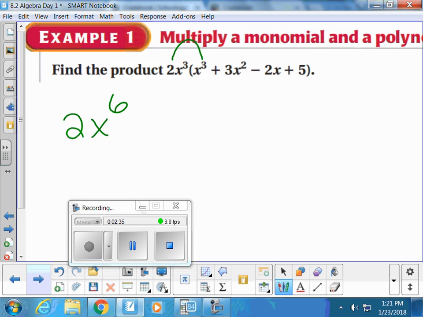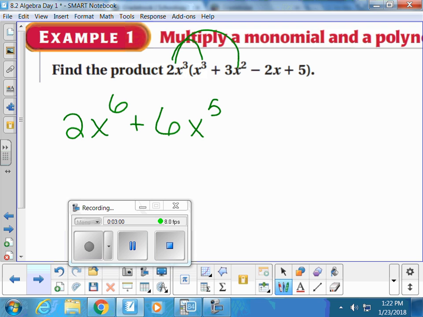Good. It's going to be 2x to the 6th because the x to the third and the x to the third, you'll add their exponents together. All right, next rainbow. What is 2x to the third times 3x to the second? You're going to get a 6 because of the 2 times 3, and you're going to get an x to the 5th because you're going to add up all the powers of the variable.